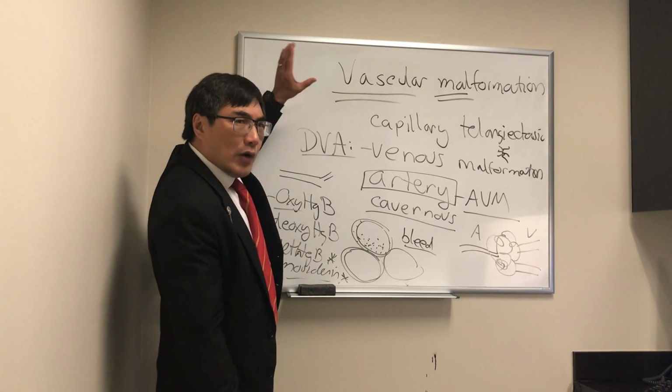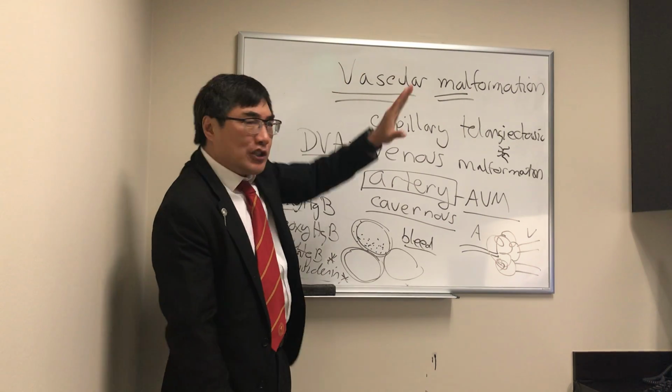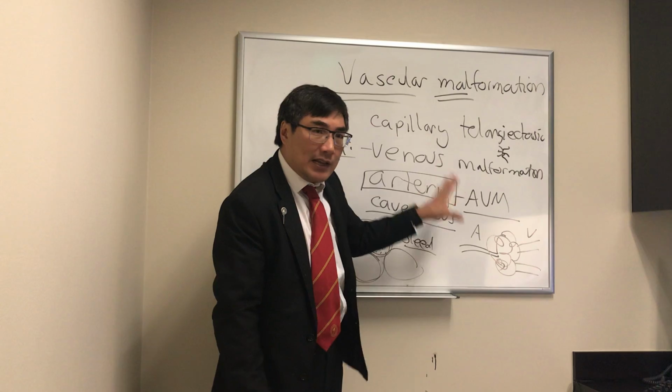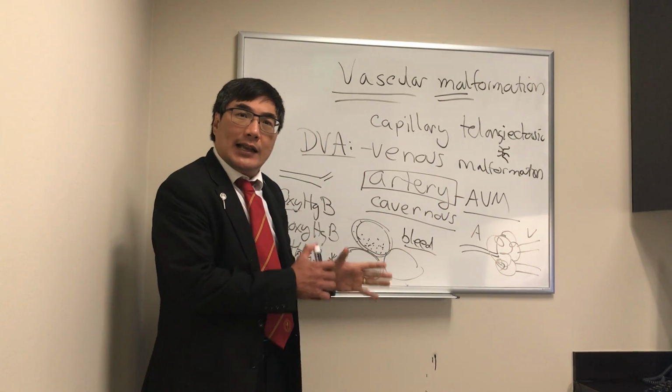So you need to know what the vascular malformations are, differentiate them from tumor, understand the anatomy of each of these, their bleeding risks, and how they can appear both in the eye and in your brain.